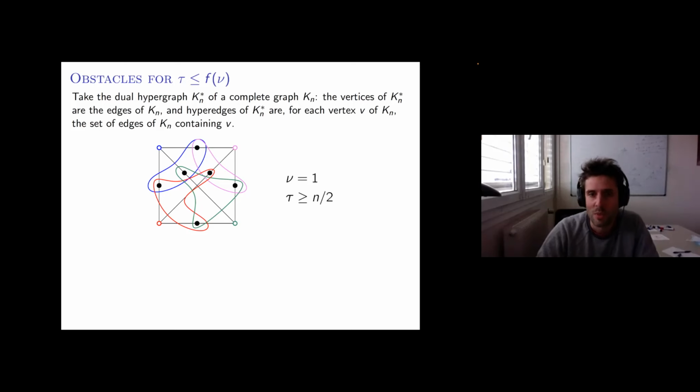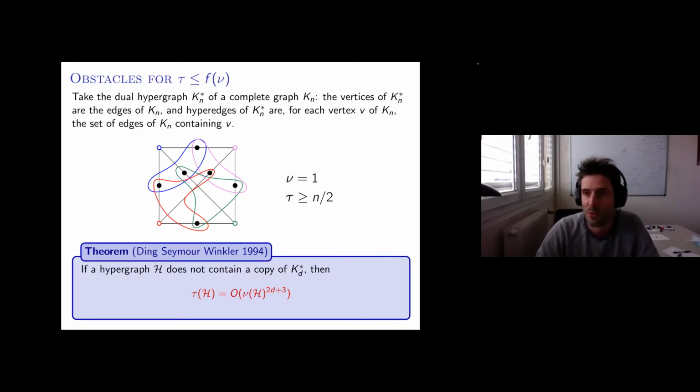So this is a very simple example, but what's really nice here is that when you don't have this kind of structure in your graph, you're happy. And this was proved by Ding, Seymour, and Winkler in '94. If you don't contain a copy of this bad example, say K star D, the dual of KD for some fixed D, then tau is bounded by a function of nu in your hypergraph. And it's nice because it's even a polynomial in nu. And the exponent of the polynomial only depends on 2D plus 3. Okay, so this is a bad example, but if you don't have this bad example, you're happy. And it's really nice.